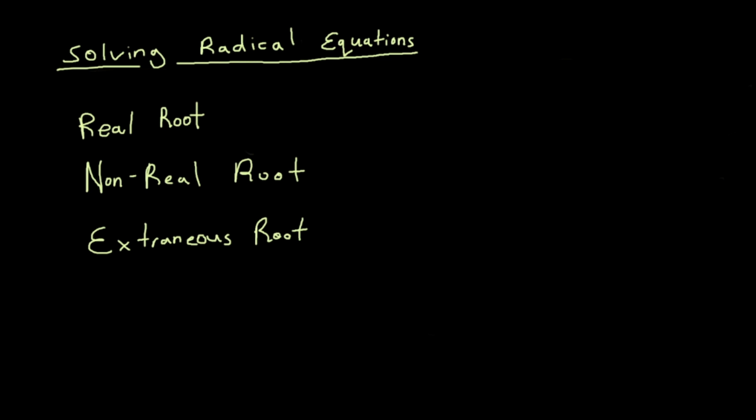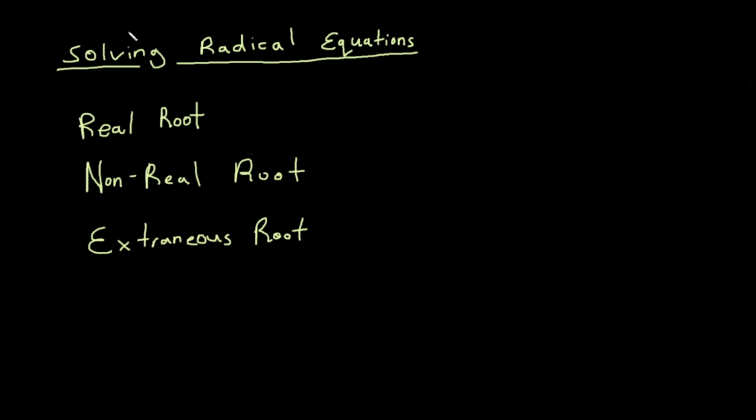Today we'll be going over solving radical equations. To begin with, when we solve radical equations, we have something known as roots. These are basically the solutions for our equations. So for example, if we have 2 root x is equal to 3 minus root 2x, our root is basically the value of x, all right?